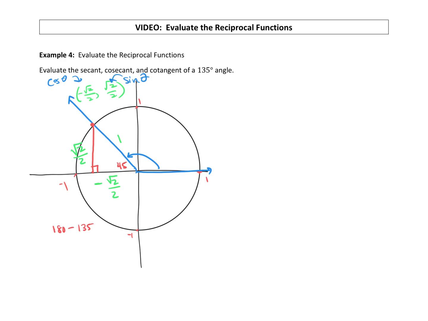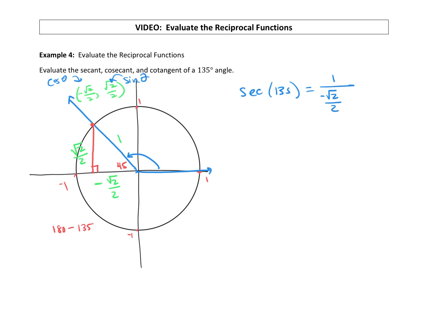So secant of our 135-degree angle, if you remember, secant is the reciprocal of cosine. So cosine of our angle here is going to be the adjacent side divided by the hypotenuse. So we want the reciprocal of that, so we're going to do the hypotenuse divided by the adjacent side, negative root 2 over 2.